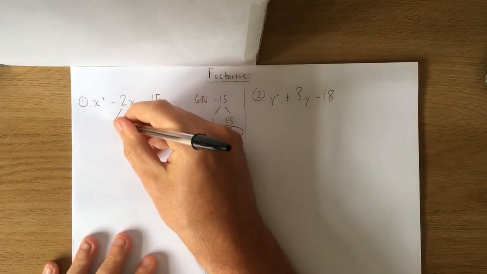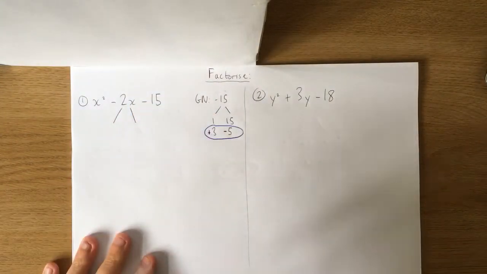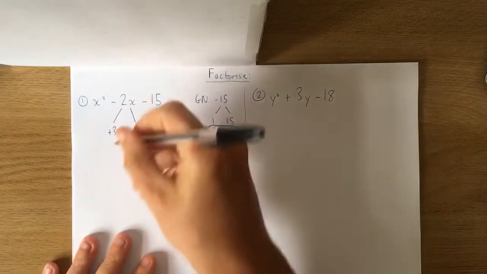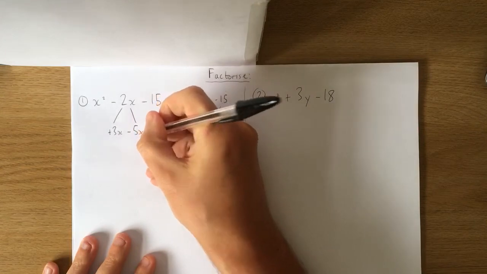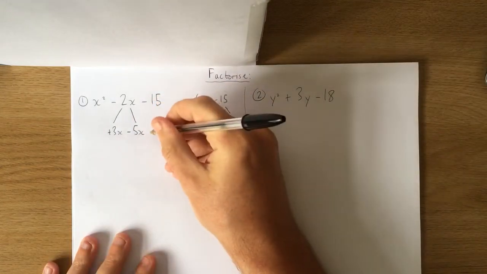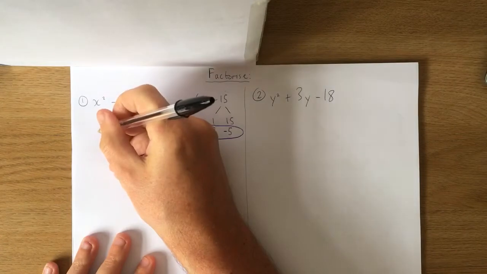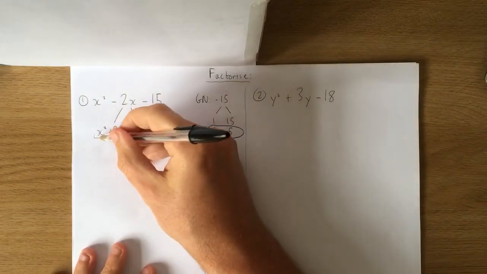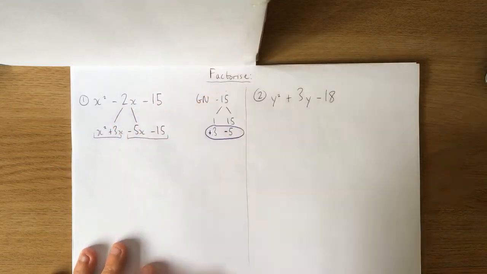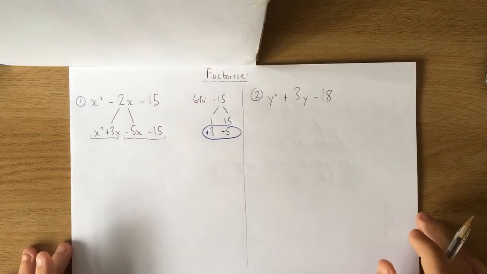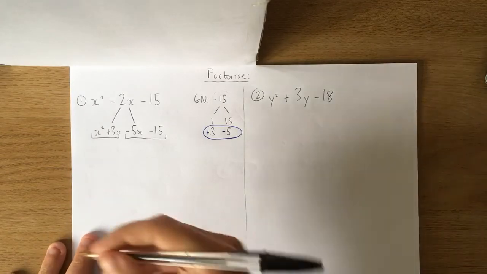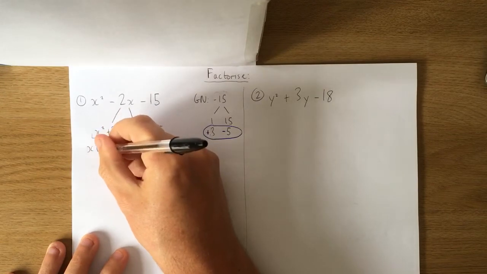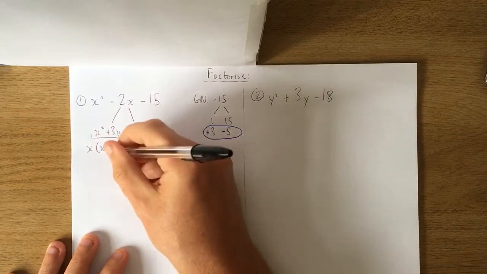So I'm going to split minus 2x up into plus 3x minus 5x. Still got the minus 15 at the end, still got the x squared at the start. So now I've got my two groups of 2 and I can factorize. So x squared plus 3x, what do they have in common? It's x, so take x out. X squared divided by x is x. 3x divided by x is 3.